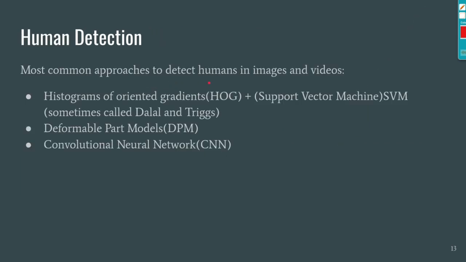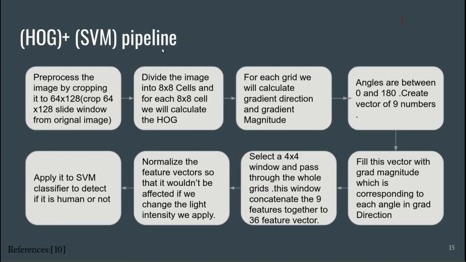So now, how can we detect humans in images and videos? There are some common approaches that are being used. The first one is histograms of oriented gradients plus a support vector machine (SVM) classifier. The second one is deformable part models, or we can use deep neural networks like convolutional neural networks to train our model to detect humans in images and videos. So the first approach I will discuss is HOG plus SVM.